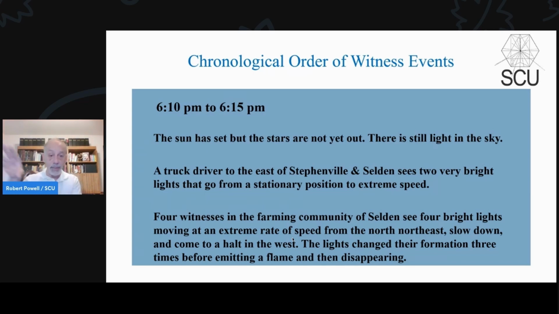Meanwhile, in the same direction he was looking, there were 4 witnesses in a farming community, one of whom was a private pilot, who saw 4 bright lights moving at extreme speed coming from the north and northeast. They saw them slow down and come to a halt. The lights changed from a horizontal to a vertical formation, and they emitted what appeared to be a flame, and then they disappeared. Next slide.